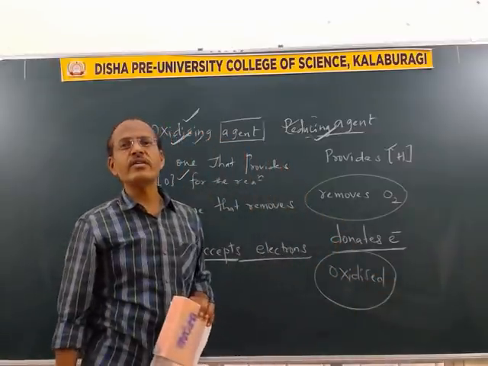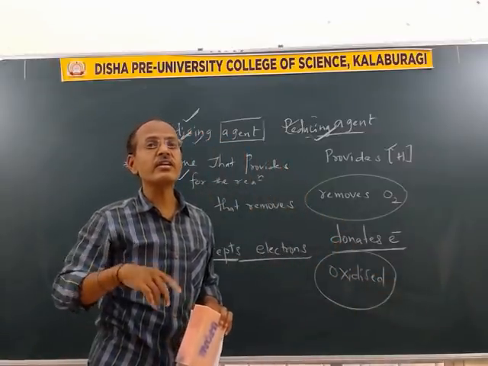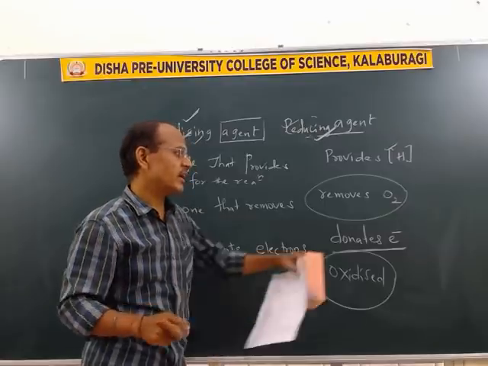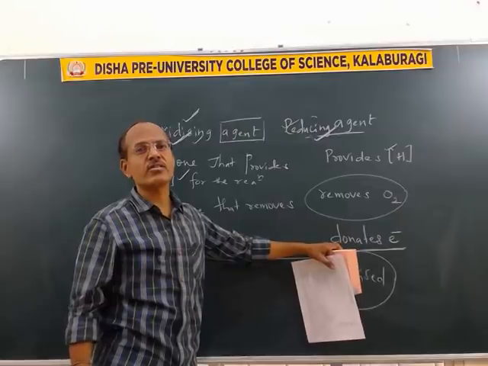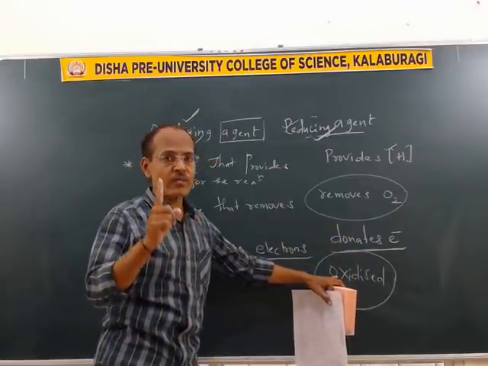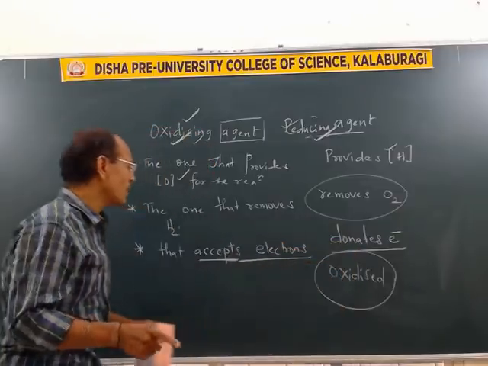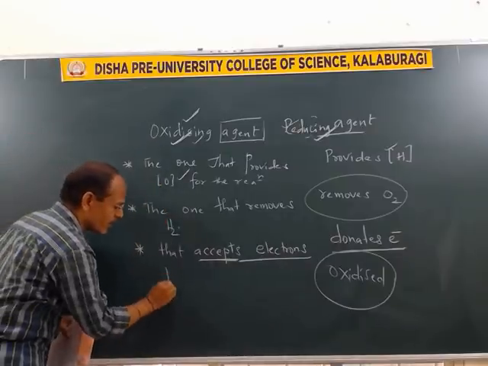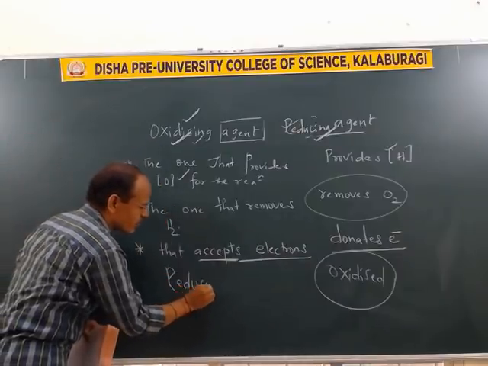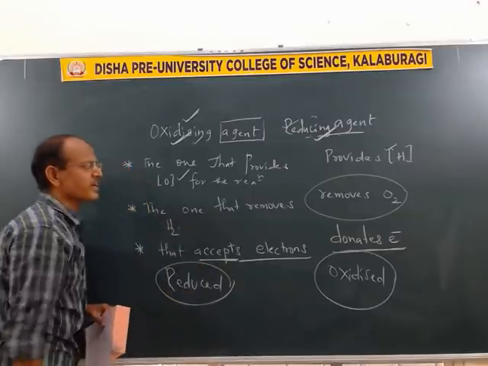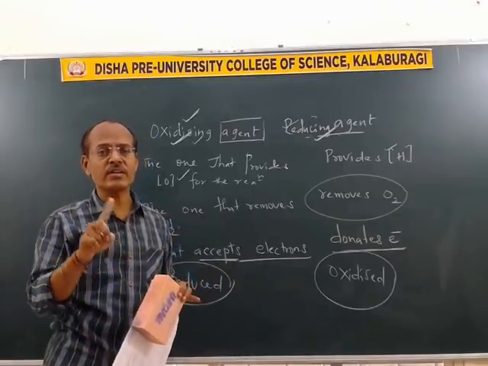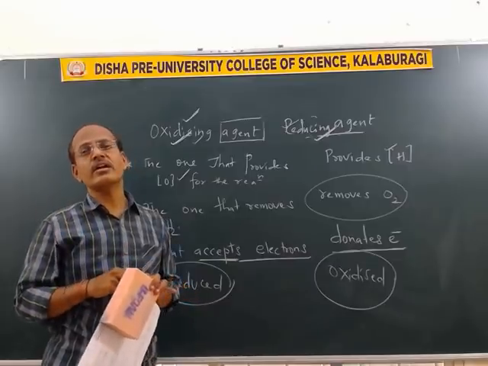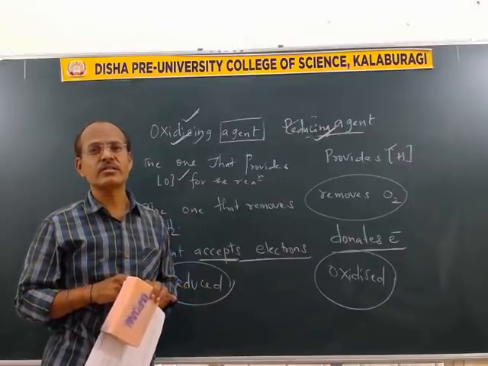Reducing agent is always oxidized, means it lost electrons. Donates the electron means automatically lost the electrons. So reducing agent is always oxidized, and oxidizing agent is always reduced. That is about the definition of oxidizing agent as well as reducing agents.